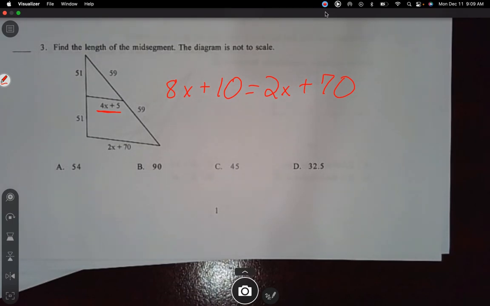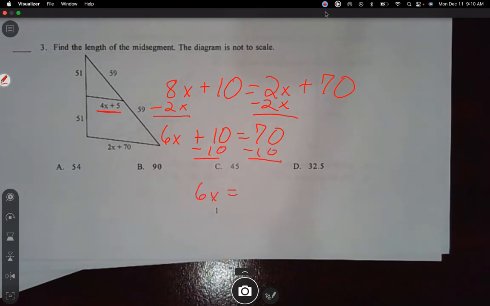Now we have to solve. Okay, so how do I solve? I would subtract 2x. Is everybody okay with that? Yes. I get 6x plus 10 equals 70. Then what? Subtract 10. 6x equals 60. Then what? Divide by 6. And x equals 10. And that is not my answer, clearly, because it's not an answer choice. But you always go back and reread it.